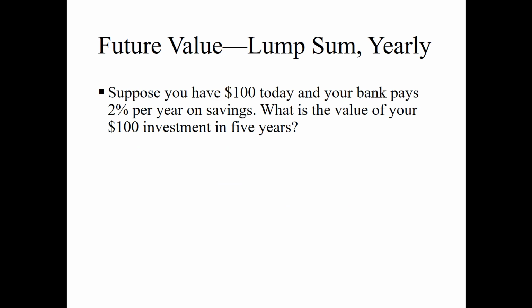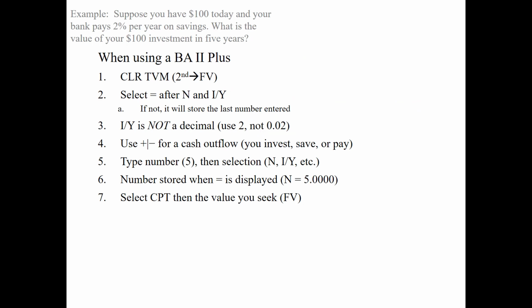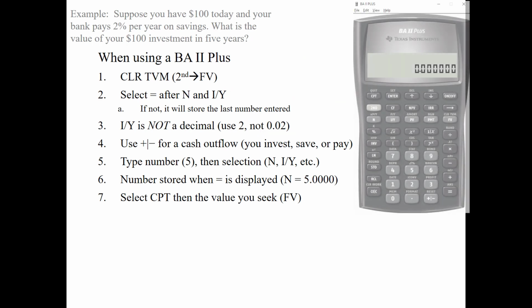And so in our example, suppose you have $100 today and your bank pays you 2% per year on savings. What is the value of your $100 investment in 5 years? You'll see the example is listed in the top left. And the first thing that we do whenever using our BA2 Plus is we want to clear our time value of money worksheet.